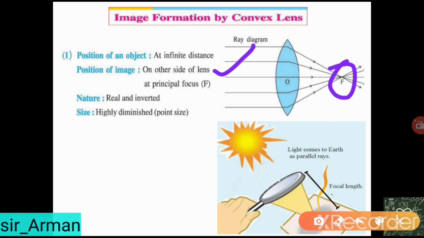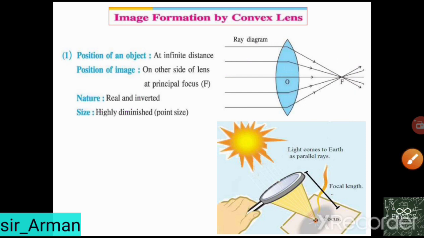As we can obtain this on the screen, right? If we place a screen here, then we can obtain the image on the screen, and that image is real, and we know that real images are also inverted. So you will obtain an inverted and real image of that object, and the size is highly diminished. Highly diminished, it is point like.